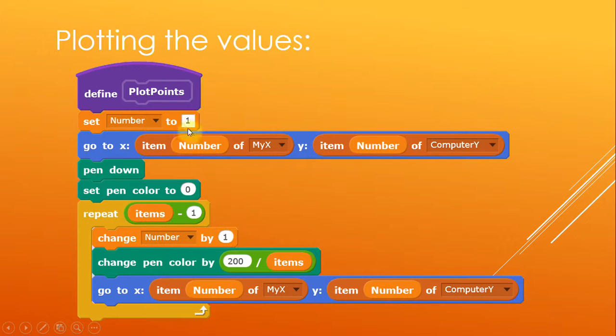Change number by 1, so we've now gone from 1 to 2. We're going to change our pen color. We're just dividing by items, to give us a gradient through the colors that we have as an option, and then we're going to go to that position, and in so doing draw a line between our first position and our second position. Then we're going to loop through, changing the color slightly, going to position number 3, and drawing a line between points 2 and 3 and so forth.